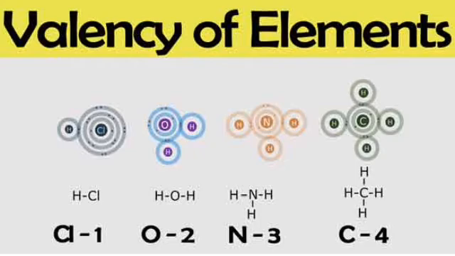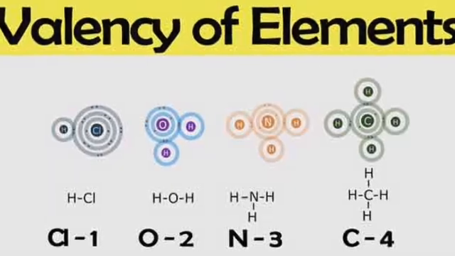In a methane molecule, carbon combines with 4 hydrogen atoms. So, the valency of carbon is 4. Similarly, in an ammonia molecule, nitrogen combines with 3 hydrogen atoms. So, the valency of nitrogen is 3.